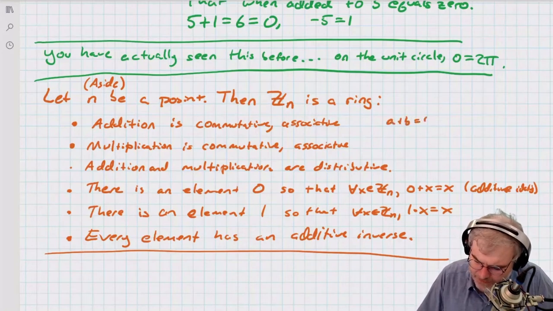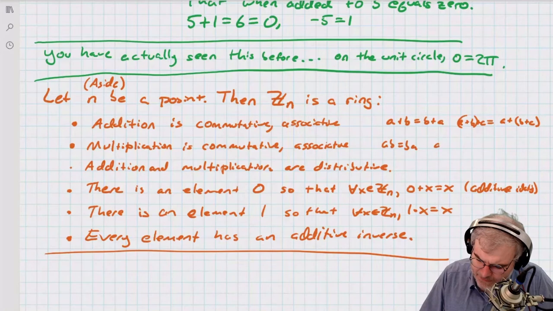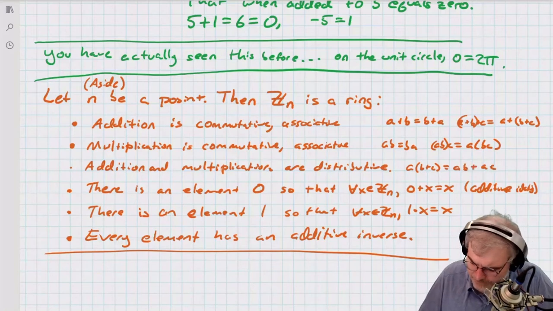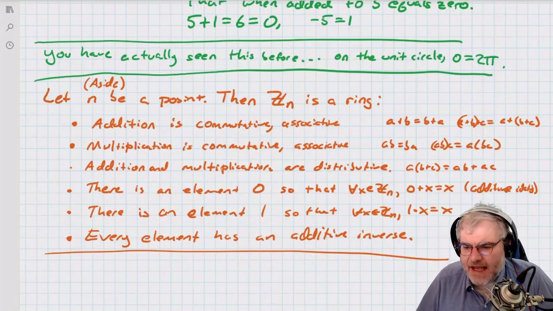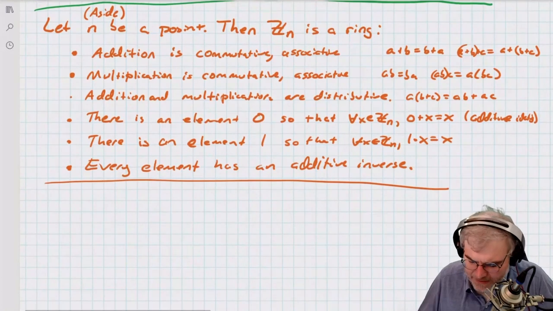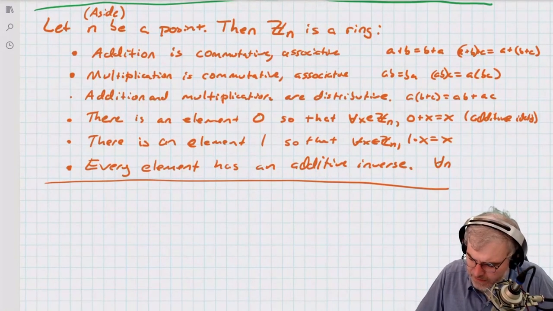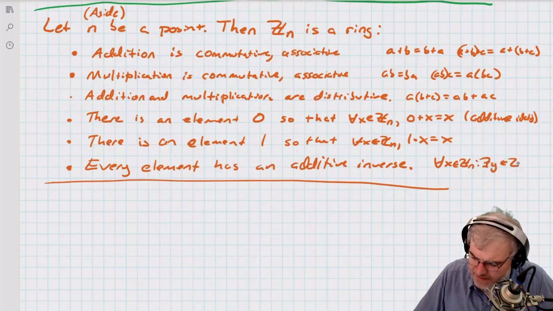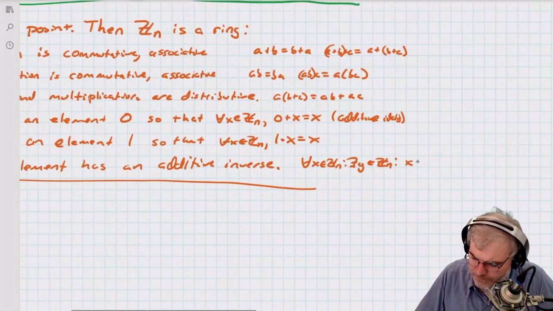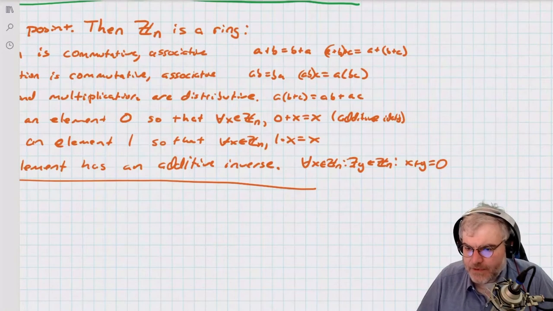So, A plus B equals B plus A, and A plus B plus C equals A plus B plus C, AB equals BA, ABC equals ABC, A times B plus C equals AB plus AC. What's important here is the additive inverses. So every element has an additive inverse. So for all x in Zn, there exists y in Zn, so that x plus y equals 0. Okay.